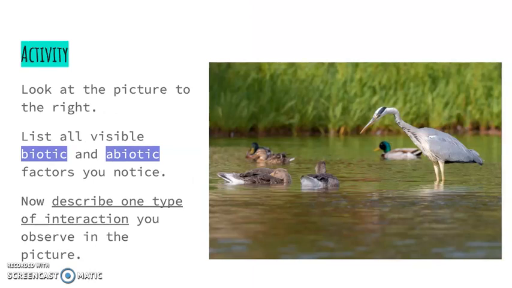So what I want you to do is take a look at the picture to the right. List all of the visible biotic and abiotic factors that you notice. Now describe one type of interaction you observe in the picture. So turn to somebody around you, or even if you're just thinking to yourself, what do you see in this picture that is living? What do you see in this picture that is non-living? And how are they interacting?